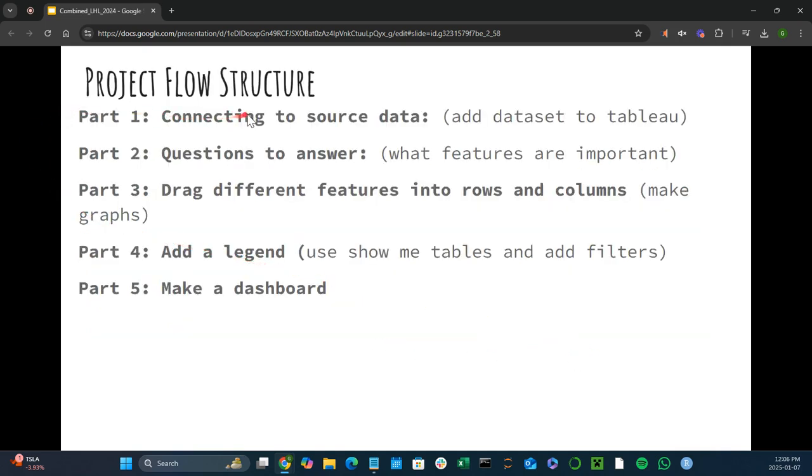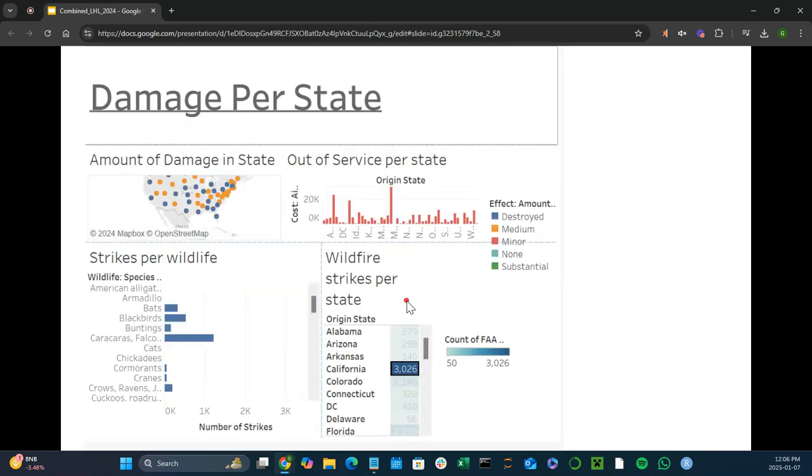So what was the project flow structure? I connected to a source of data, added the dataset to Tableau, answered some questions about what features were important, dragged different features into rows and columns, made graphs, added a legend, used Show Me tables and added filters, and finally made a dashboard.